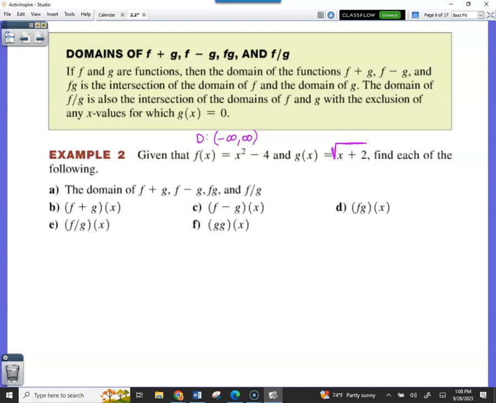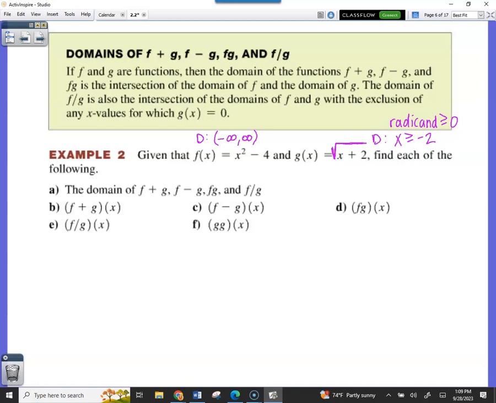The domain of an even root has a restriction, and that is that the radicand has to stay greater than or equal to 0. So x plus 2 is greater than or equal to 0, and then you would solve that. So slide the 2 by subtraction. So x has to stay greater than or equal to negative 2. Does that make sense?